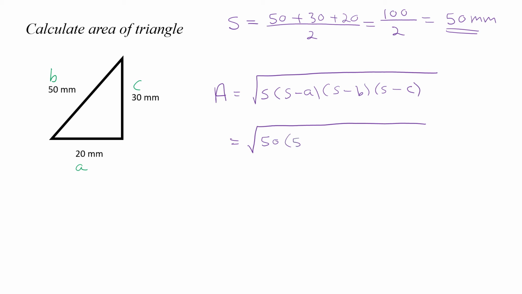And then we have 50 minus our A, we have A as 20. Then we have 50 minus B, and we have our B as 50, and there is a problem. And then we have 50 minus 30. And I guess that's the disadvantage of making up triangles, because this is actually a right triangle, so it's supposed to be 3, 4, 5. I put 20 instead of 4, but that's okay.